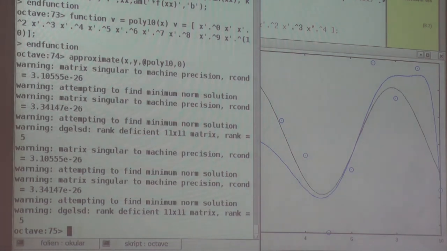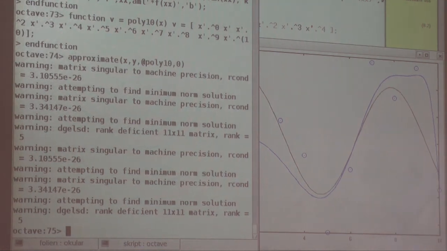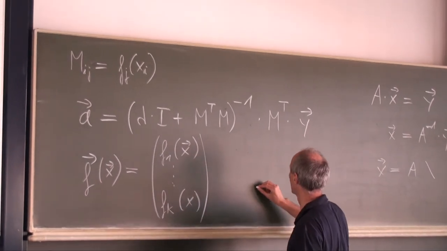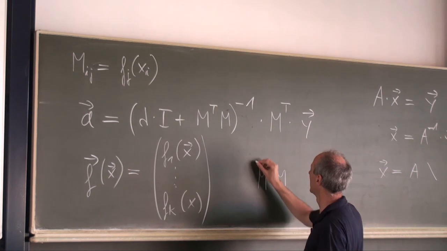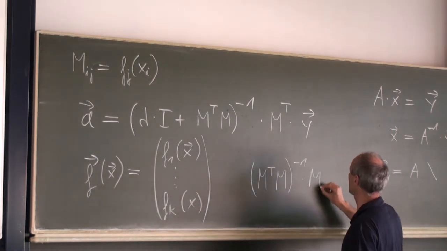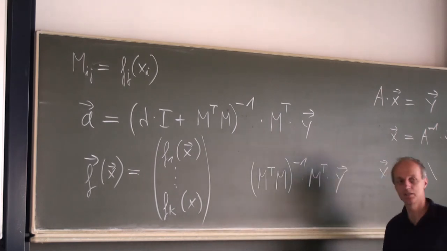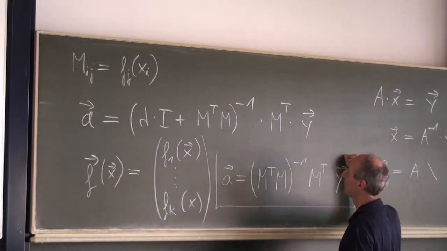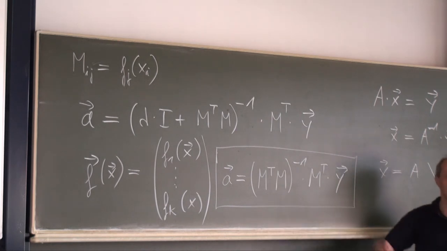And let's talk about this problem, because this will actually lead us into the next chapter in the lecture. In the next chapter, we will find a solution for exactly this problem. Now, let's first look at the case with lambda equal to 0. M transpose M inverse times M transpose times Y vector. That has to be solved. Our parameter vector, that's the formula. And we are getting problems with this formula.